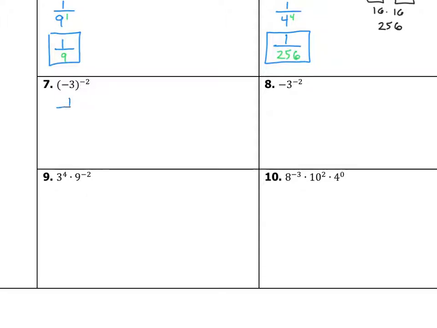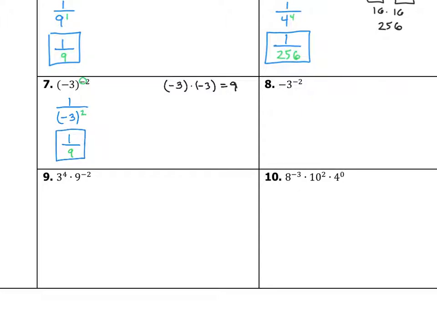So for number 7, because we have parentheses around the negative 3, we're going to rewrite this as 1 over negative 3, still in parentheses, to the positive 2 power. Again, that's what this negative exponent means. It means do the reciprocal. And negative 3 times negative 3, that's what negative 3 squared means, is equal to positive 9. So I'm going to get an answer of 1/9 for problem 7.